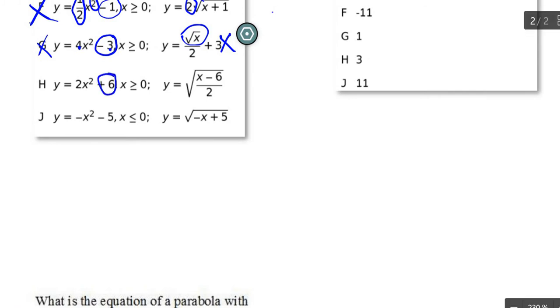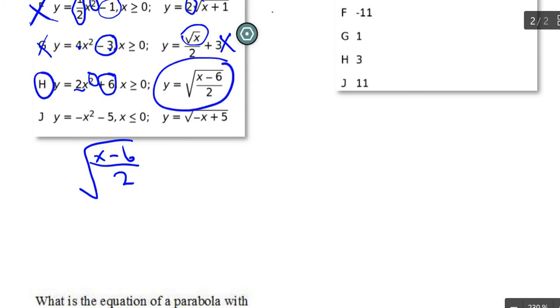We're going to subtract 6. Okay, let's build it up. X minus 6. After that, we're going to divide by 2, and then we're going to take the square root, which matches what is on the right. So that's our answer.